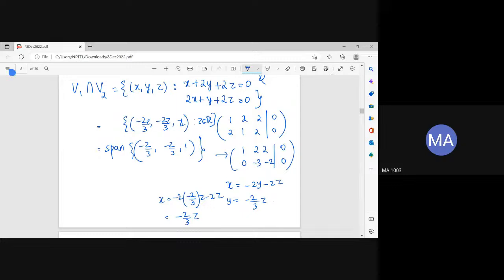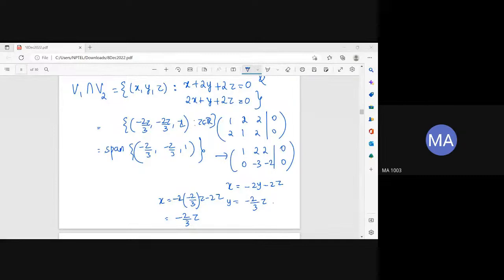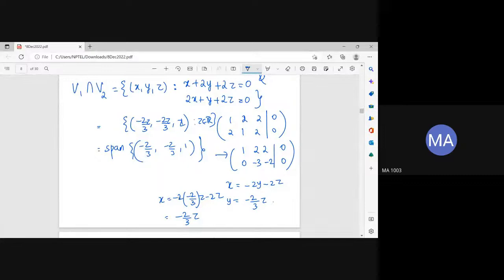So this is going to give me the third option, minus 2z, minus 2z, 3z. I can multiply this by 3, right? What if they ask for union? Union need not be a subspace, right? So this is the first question.